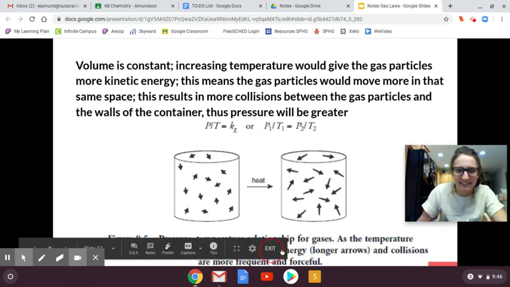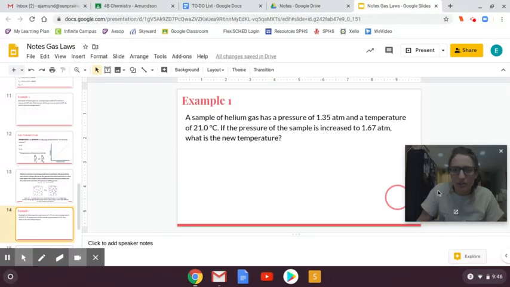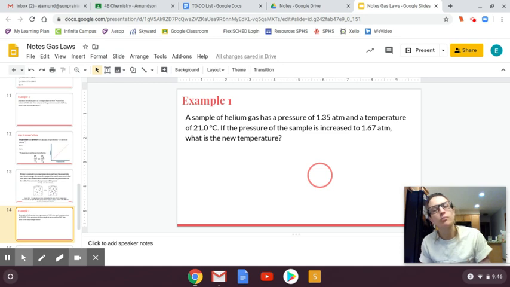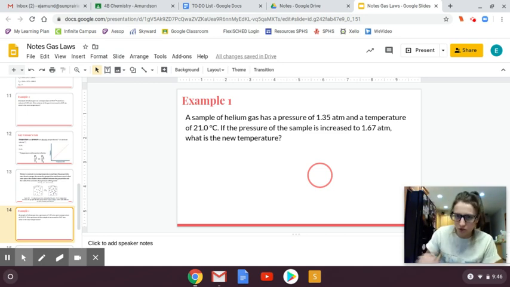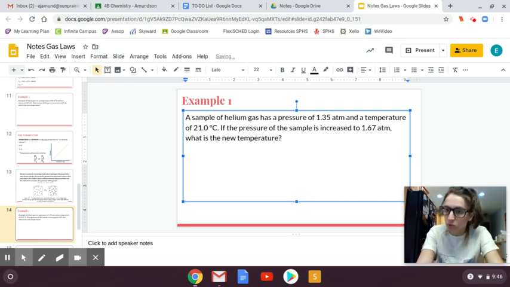Let's do some math. Okay, here we go. We have a sample of helium gas, and it has a pressure of 1.35 atm and a temperature of 21.0 degrees Celsius. If the pressure of the sample is increased to 1.67 atm, what is the new temperature, okay? So if I'm reading through this problem, I recognize that, okay, this is the relationship between pressure and temperature. This is Gay-Lussac's law. So I will write down what the law is again. P1 divided by T1 is equal to P2 divided by T2.